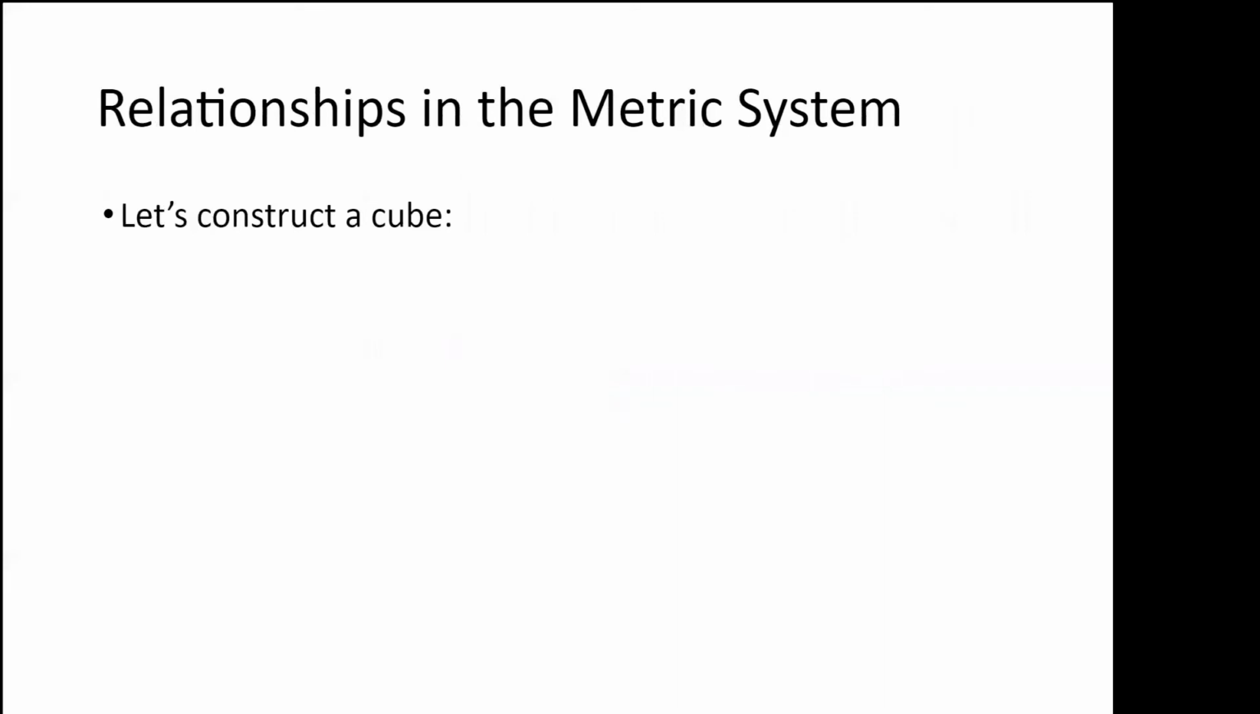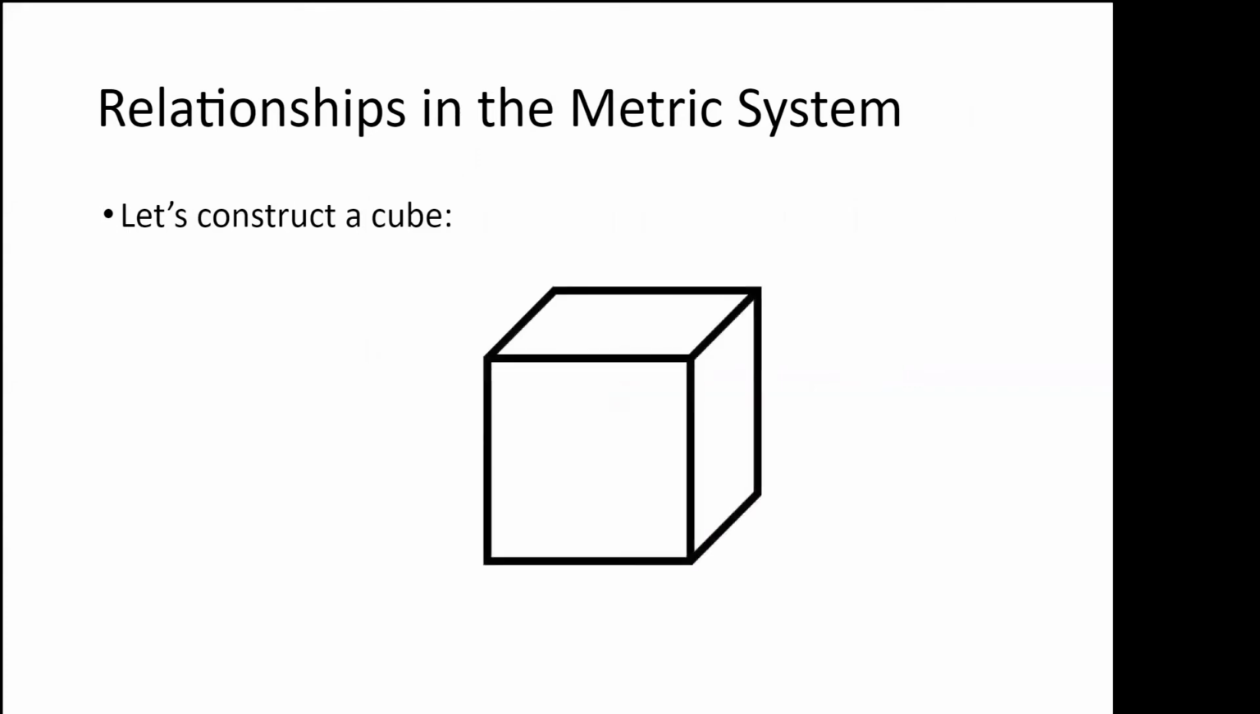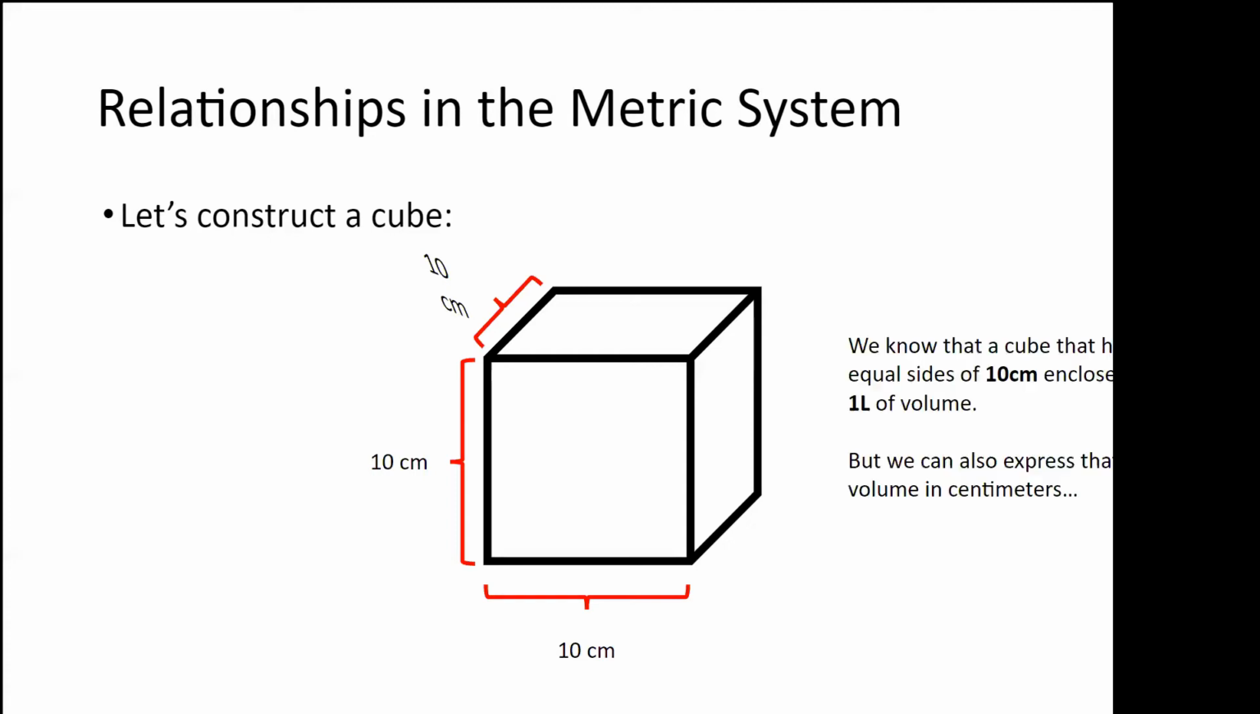Okay. We also want to get a picture of how our different types of measurements relate to each other. So we want to be able to relate length to volume and to mass. To do this, we're going to set out a thought experiment. We're going to start out by constructing a cube. So we have our cube, and we can measure its sides. Let's say this cube is 10 centimeters on every side. So it's 10 centimeters wide, 10 centimeters long, and 10 centimeters tall.